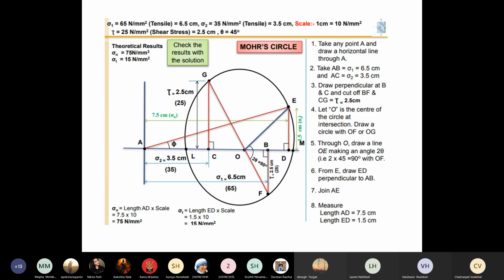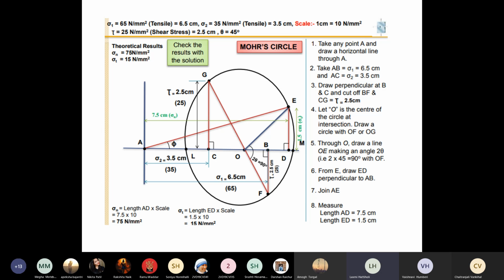Similarly, A to C, that is about the G coordinate. So the G coordinate is sigma y comma q, right? So A to C is 3.5 centimeter, because the value is 35 Newton per mm square. So plot this. After this, drop a perpendicular, right? As shown here, draw perpendicular at B and C.